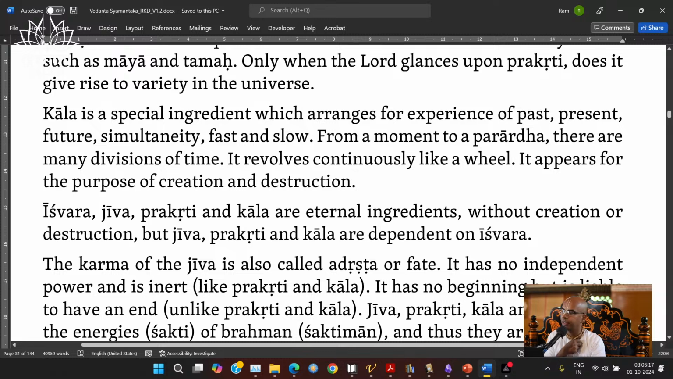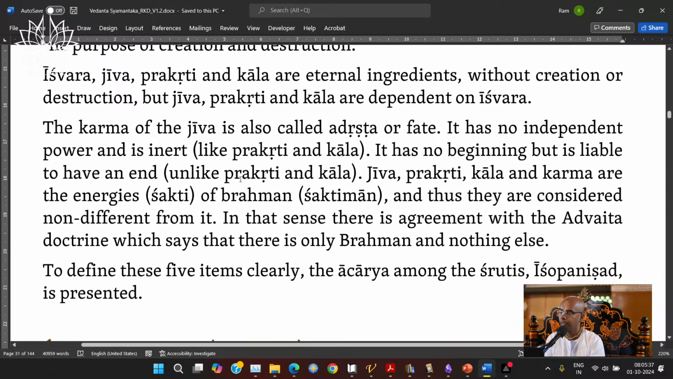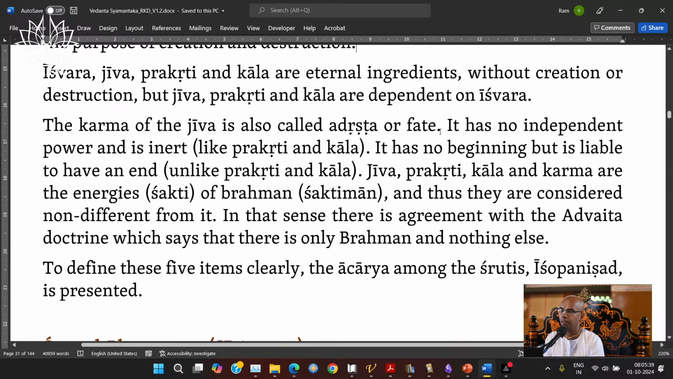So the specific aspects of Kala are explained in the Mahabharata, in the Adi Parva, and also in Srimad Bhagavatam. So we'll take references from that. A parardha means half the life of Brahma. Ishvara, Jiva, Prakriti, Kala are eternal ingredients without creation or destruction, but Jiva, Prakriti and Kala are dependent on Ishvara. The karma of the jiva is also called adrishta or fate. It has no independent power and is inert like prakriti and kala. It has no beginning but is liable to have an end, unlike prakriti and kala.